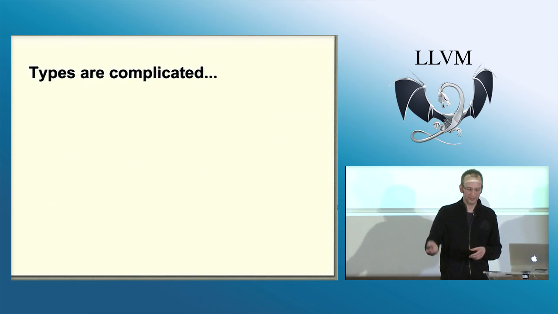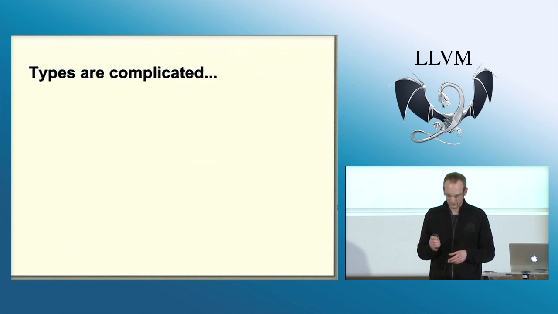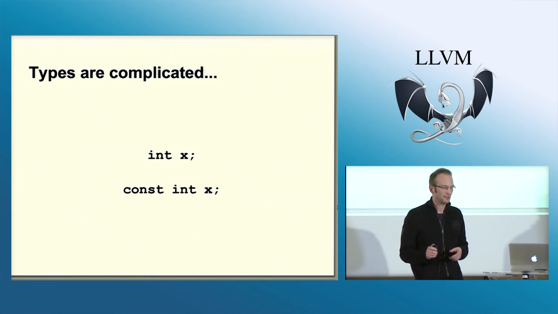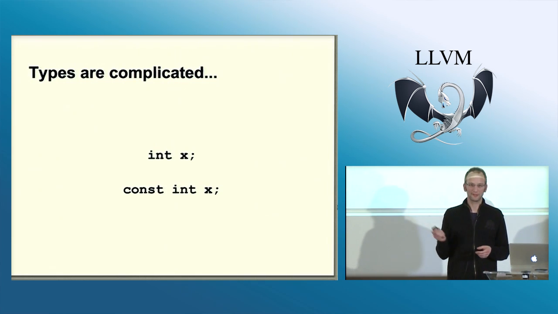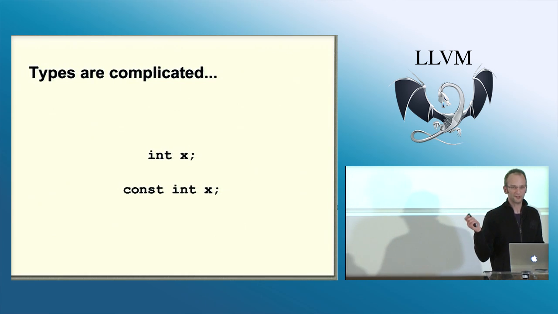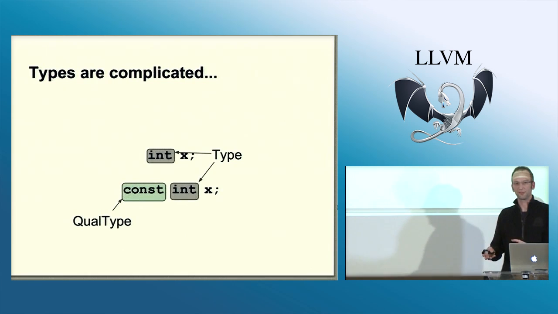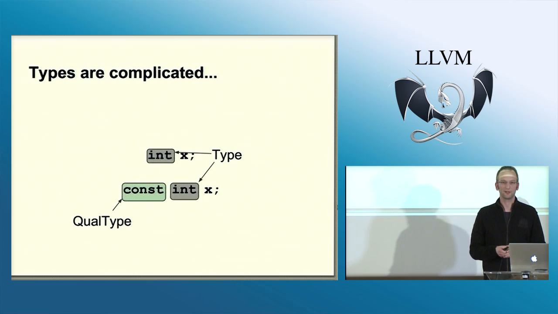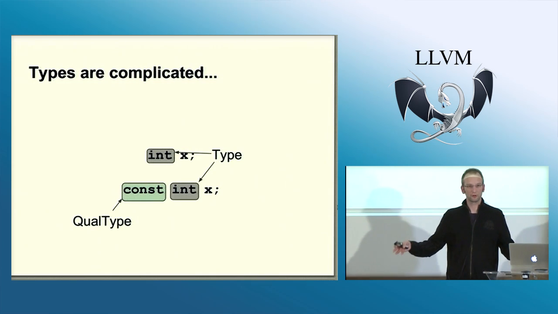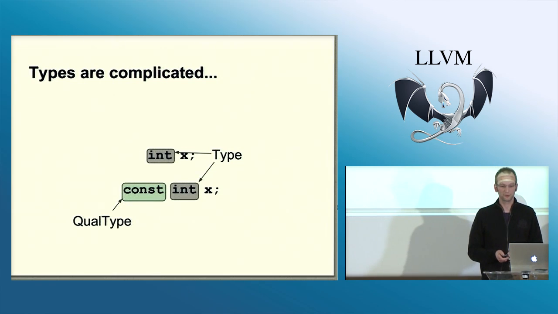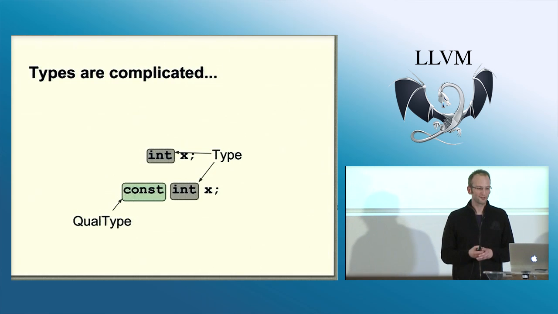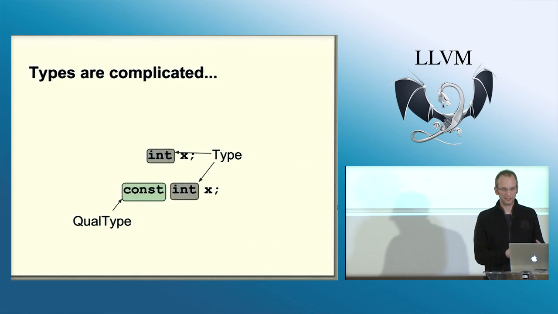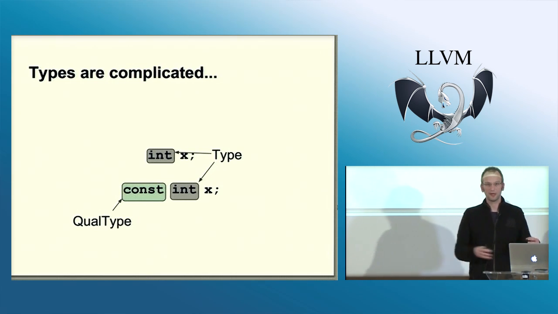So now we get to types. Types are complicated. Why are types complicated? In C++, you have very simple examples, like an int x and a const int x, and basically the int is the same underlying type, and you have qualifiers on that type. If you want to store all those different combinations of types, you basically get an explosion of combinations. So you don't want to do that. So how Clang models this is it has a QualType, which contains the qualifiers to the type, and that points to its type. Sounds pretty simple.